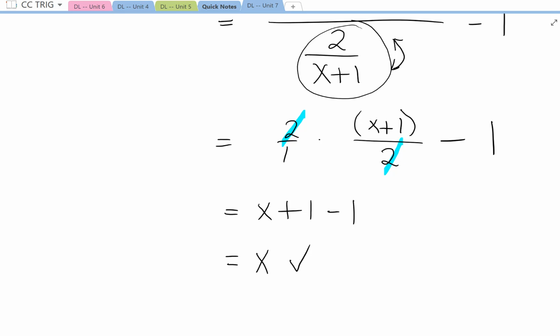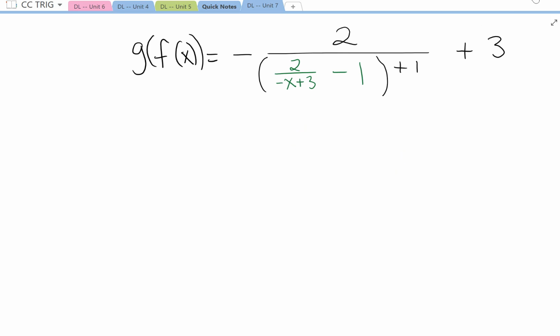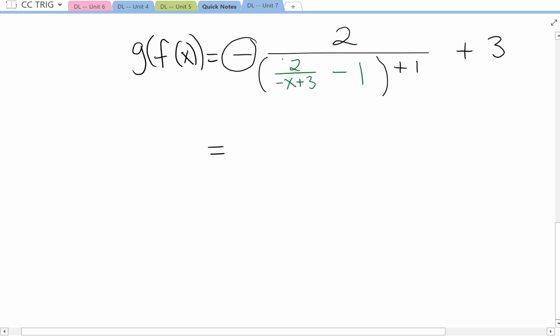Now we gotta do the other composition. Okay, now I've plugged it in the opposite way. I'm going to take this negative. It belongs to the whole fraction, so it either belongs to every piece that's in the denominator or it belongs to every piece that's in the numerator. Since there's only one piece in the numerator, I'm going to apply it to the numerator. I just don't want to forget about it. Sometimes a negative in front of a fraction bar kind of just blurs together.